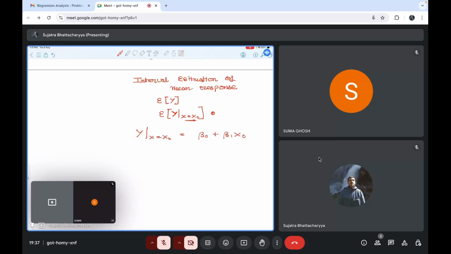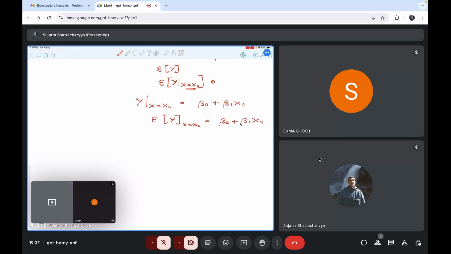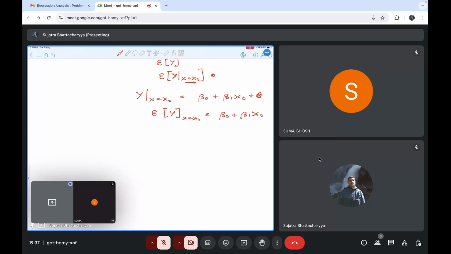This we know. In fact, if you take the expectation value of y at x is equal to x naught, this is nothing but the same thing, beta naught plus beta 1 x naught, because x naught is a constant, and beta naught and beta 1 are also constants. So it will remain as it is. Okay. Now, sorry, there will be some epsilon there. And we know that if you take E of this epsilon, there is an assumption in simple linear regression that the expected value of the error is 0. So this is gone. So it will be only this.